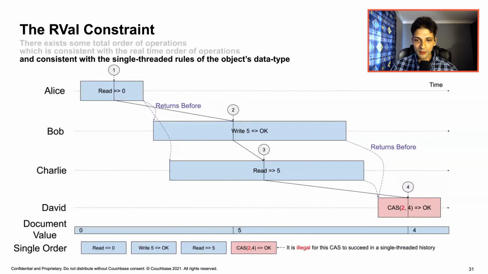The sequential order must also obey the single-threaded rules of the data type. This is known as the RVal constraint. In this example, David's cast 2,4 succeeds after reading 5 and updates the document value from 4 to 5, which would be invalid in a single-threaded history. Replacing the first argument of the invalid cast operation with a 5 allows the single-threaded log to be preserved.